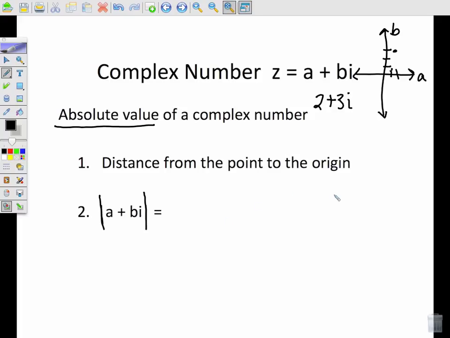Well, as we know, the distance from a point here to the origin, we can use the Pythagorean theorem. So this is a squared plus b squared equals c squared, and then you take the square root. So really, our absolute value of a complex number is simply the formula, the root of a squared plus b squared. You can see how it has a direct tie to magnitude. Same concept.